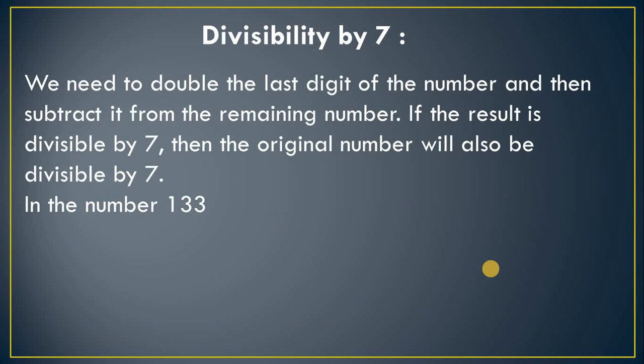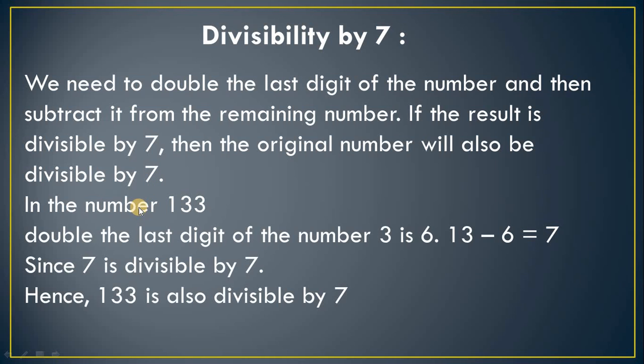Next is 7. We need to double the last digit of the number and then subtract it from the remaining number. If the result is divisible by 7, then the number will also be divisible by 7. If the number is 133, you have to check the last digit and double it, and subtract that double from the remaining number, 13. So 13 minus 6 is 7, which is divisible by 7. Hence the number is also divisible by 7.